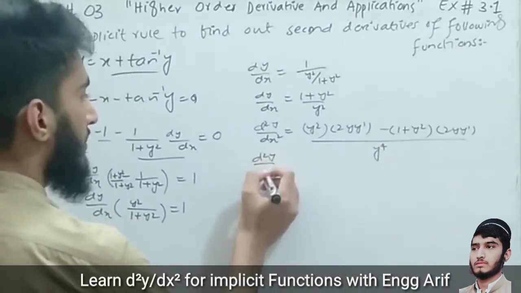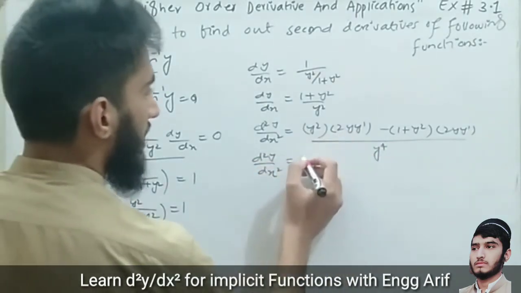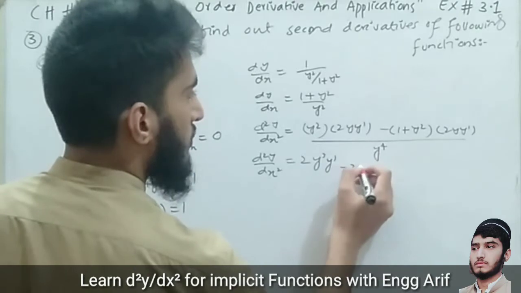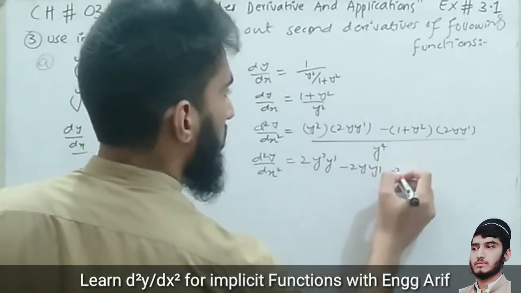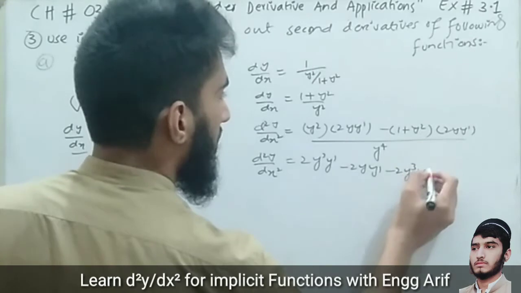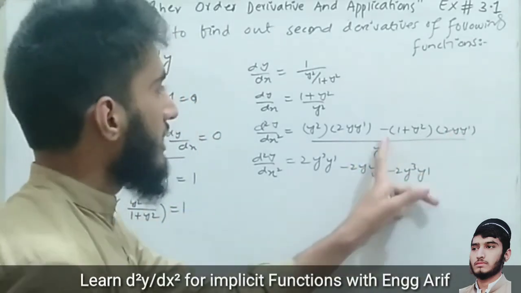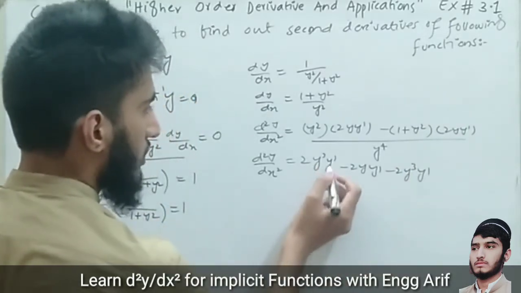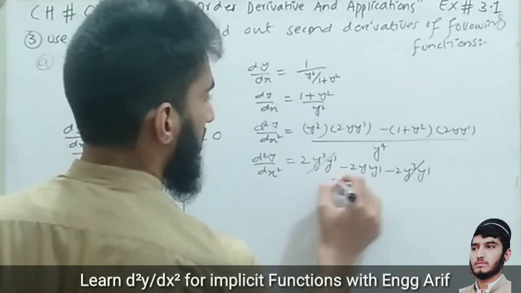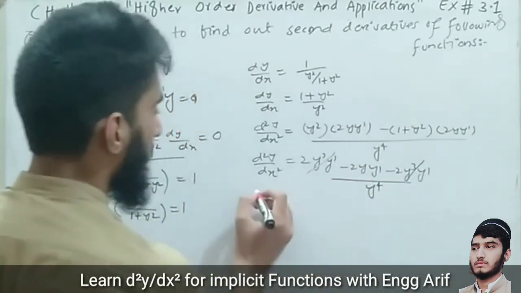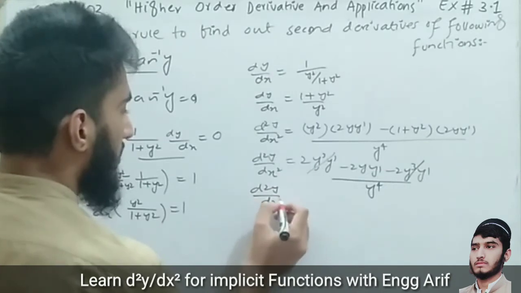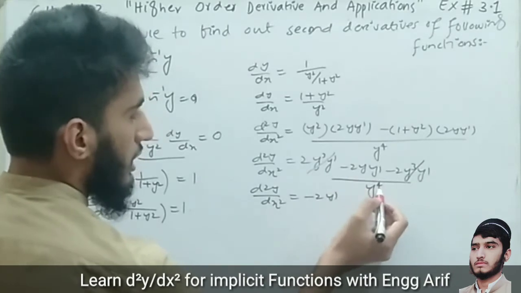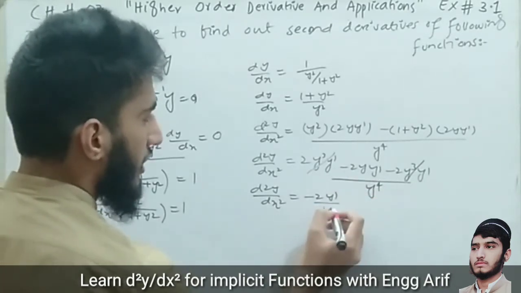So our d square y by dx square will be, it will give us a value 2 into y cube and y dash. Minus 2y y dash, and it will give us minus 2y cube y dash. So 2y cube y dash cancels with negative 2y cube y dash, and in the denominator we are left with y power 4. So our d square y by dx square will be minus 2 into y dash. This y is cancelled with 1 y, so in the denominator we are left with y cube.